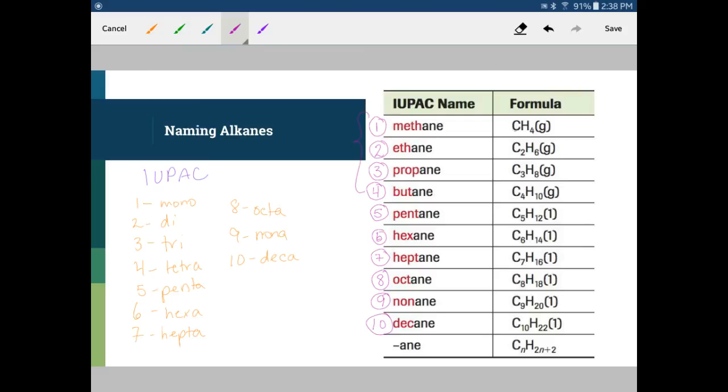So what you'll notice is in my formula, in methane, I have 1 carbon. In ethane, I have 2. Propane, 3. Butane, 4. Pentane, 5. Hexane, 6, etc. Okay, so you'll notice that these refer to our carbons in our chain. Okay, that is very important as we continue through.